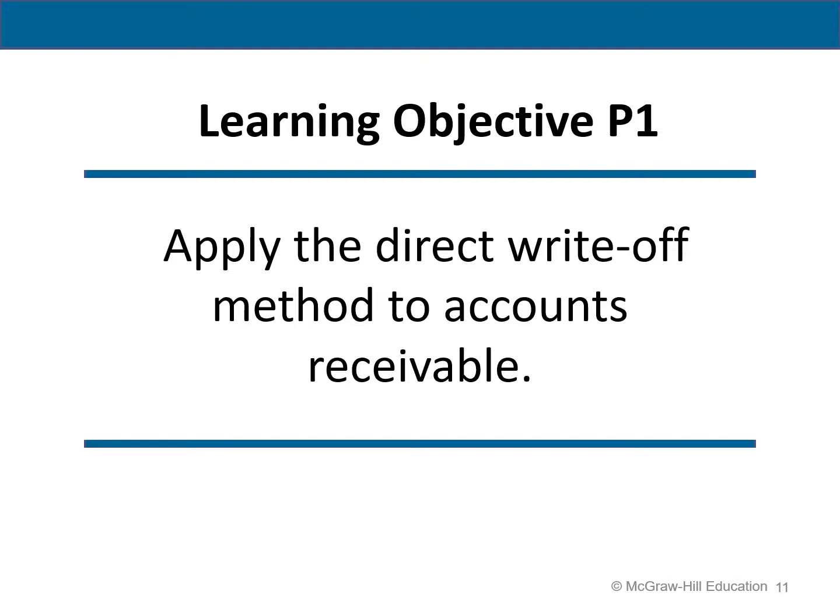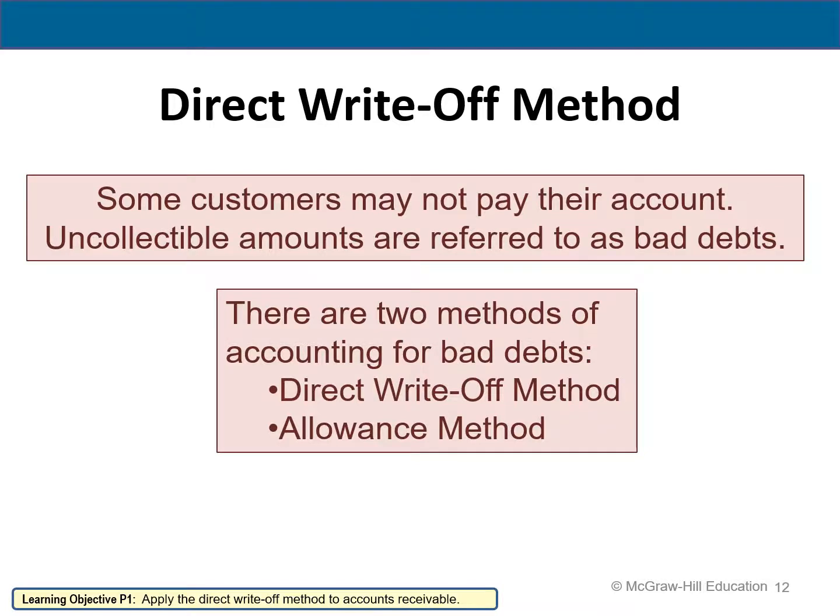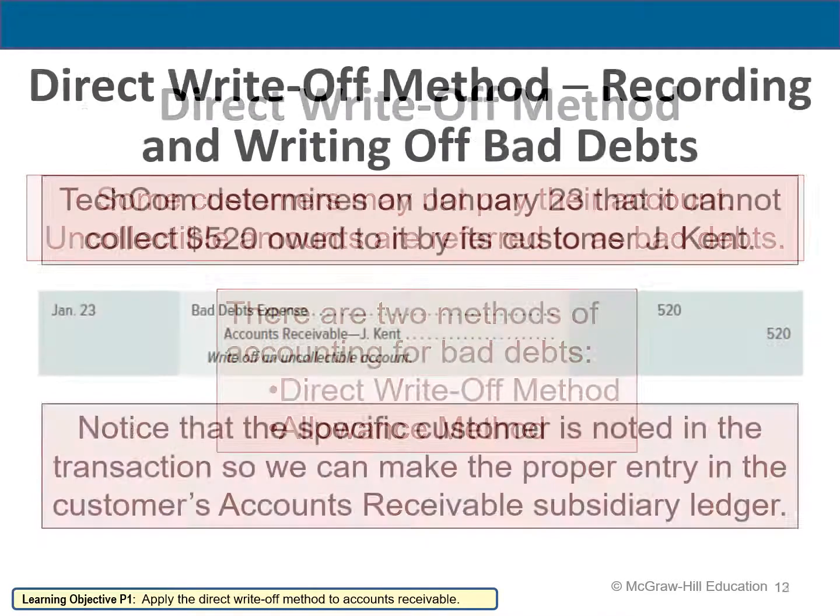All right, so applying the direct write-off method of accounts receivable. We talked about the different write-off methods and estimation methods for allowance for doubtful accounts briefly in class in the meet session this week, but we're going to get into some more detail here in this PowerPoint presentation. So first up, direct write-off method. Some customers may not pay their accounts. Not everybody is a faithful purchaser and pays their debts in full. So there are 2 methods of accounting for bad debts: the direct write-off method and the allowance method.